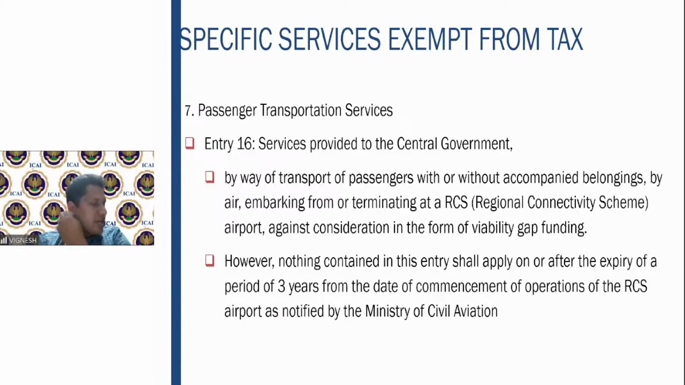That is, till the requisite number of passengers are attracted, the government gives some sort of compensation. This compensation is exempt from GST. However, nothing contained in this shall apply on or after expiry of a period of 3 years from the date of commencement of operations of the RCS. So whenever the operation commences, this exemption is valid only to the extent of the 3 years which is given. That is the most important point you have to remember.